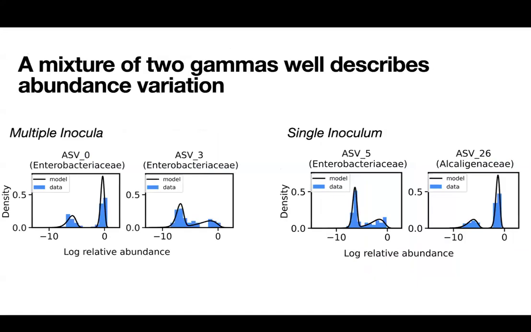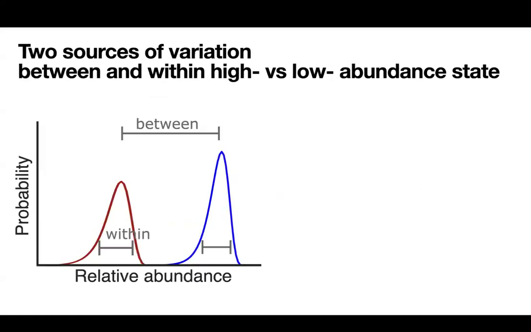Okay. So the second observation is that in general, you can imagine that this bimodal distribution can be well recapitulated by a mixture of two gamma distributions. So you can recapitulate the variation within each of these two bimodal parts with two gamma distributions. And the picture that emerges is that there are somewhat two sources of variation in this setting, determining the variation within each of these peaks and between these two different peaks.